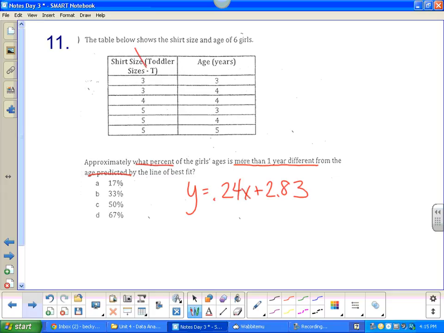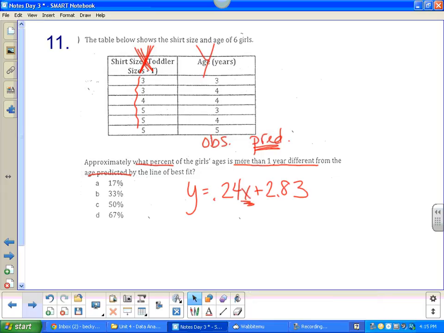And again, I want to remind you that these are x's and these are y's. This is all observed data. I need to find its predicted data, based on the shirt size. So I'm going to take all of these x's and plug them into my prediction equation to get my predicted y's.